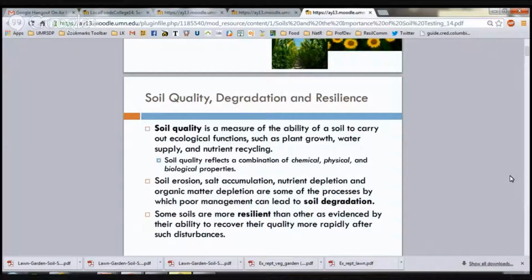So soil quality is kind of a new buzzword, if you will. It measures the ability of a soil to carry out functions such as supplying nutrients and nutrient recycling. And if we get really into intro soils, that would be our chemical, physical, and biological processes within the soil. Obviously, soil erosion, salt accumulation, and the big thing, nutrient depletion when we harvest, lead to soil degradation. Another buzzword is how resilient a soil is to recover from disturbances like nutrient depletion.